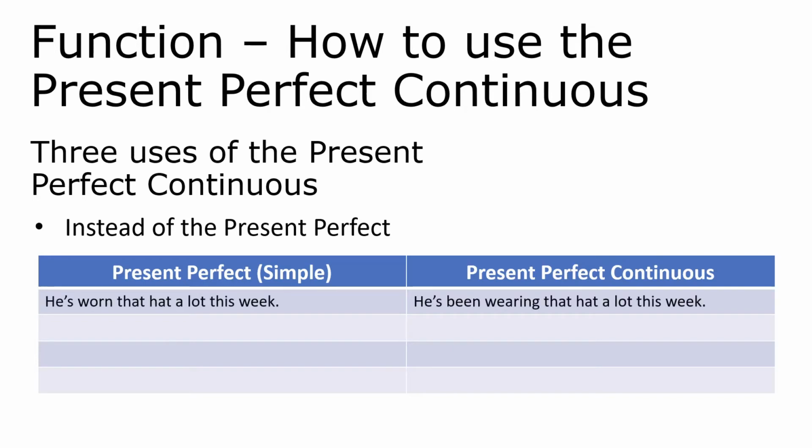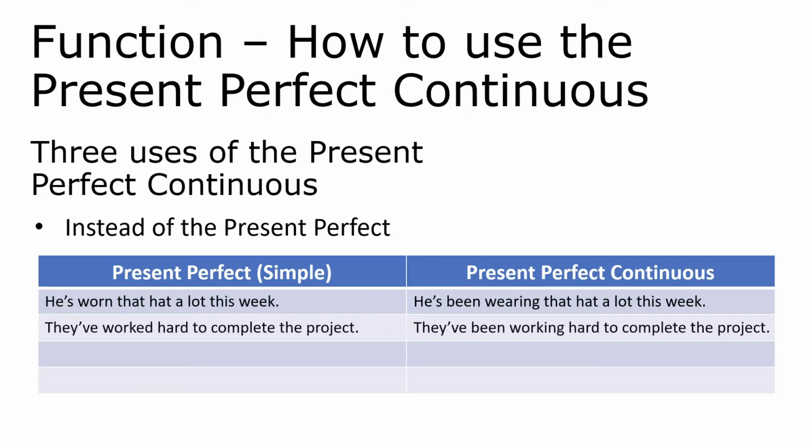He's worn that hat a lot this week. He's been wearing that hat a lot this week. There's no real difference between these two sentences other than emphasis. When we use the present perfect continuous, we're emphasizing the action. We're emphasizing the wearing of the hat. They've worked hard to complete this project. They've been working hard to complete this project. Again, there's a slight difference here, only in emphasis, that I'm really focusing on the fact that they really have been working to get this done.